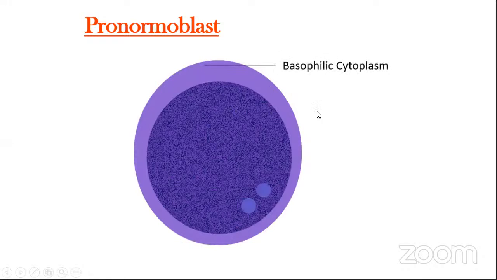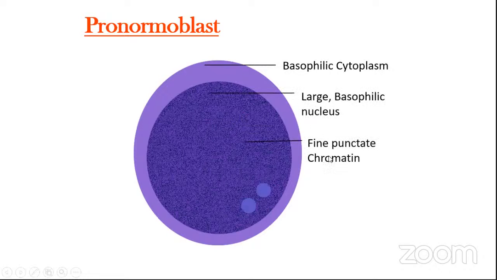Here is the basophilic cytoplasm, large basophilic nucleus, and fine punctate chromatin. You can see small blue nucleoli; a number of nucleoli are present, which are blue in color. The next stage is the early normoblast.